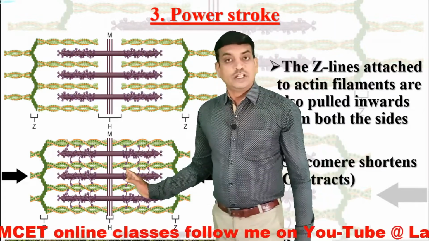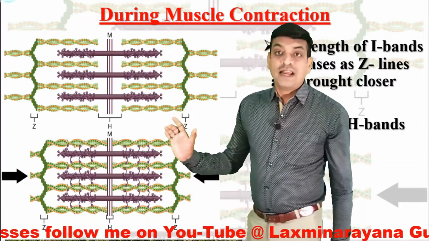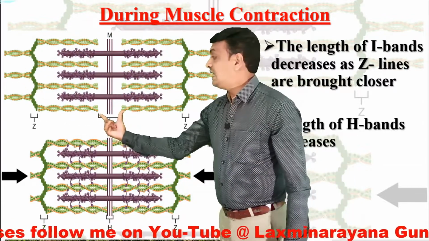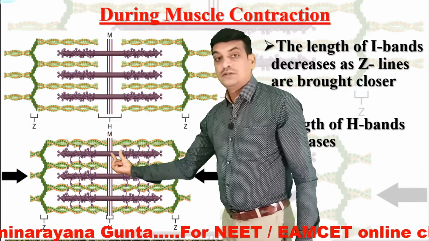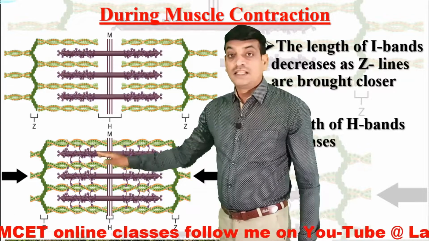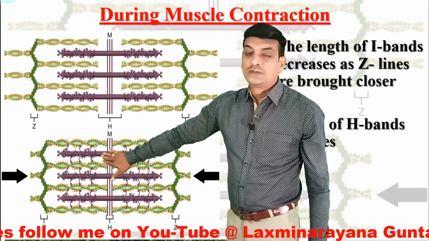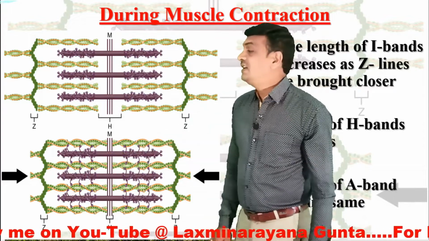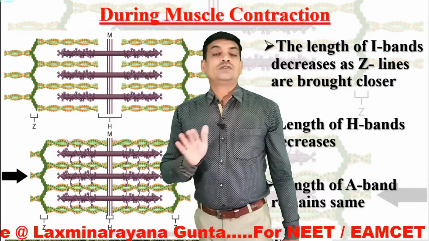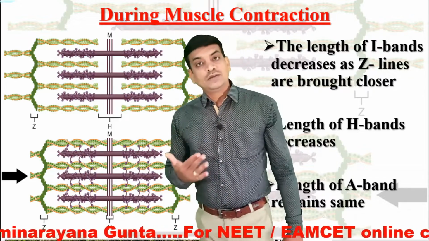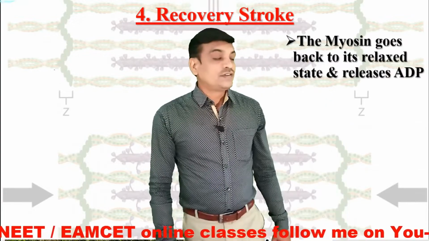So during this muscle contraction, what happens? The length of the I bands is decreased and the length of the H band is also decreased. Here you can clearly observe. But is there any change in the length of the dark band? No, there is no change in the length of the dark band. It remains the same even during muscle contraction or during muscle relaxation. And coming to the next step, that is the recovery stroke.